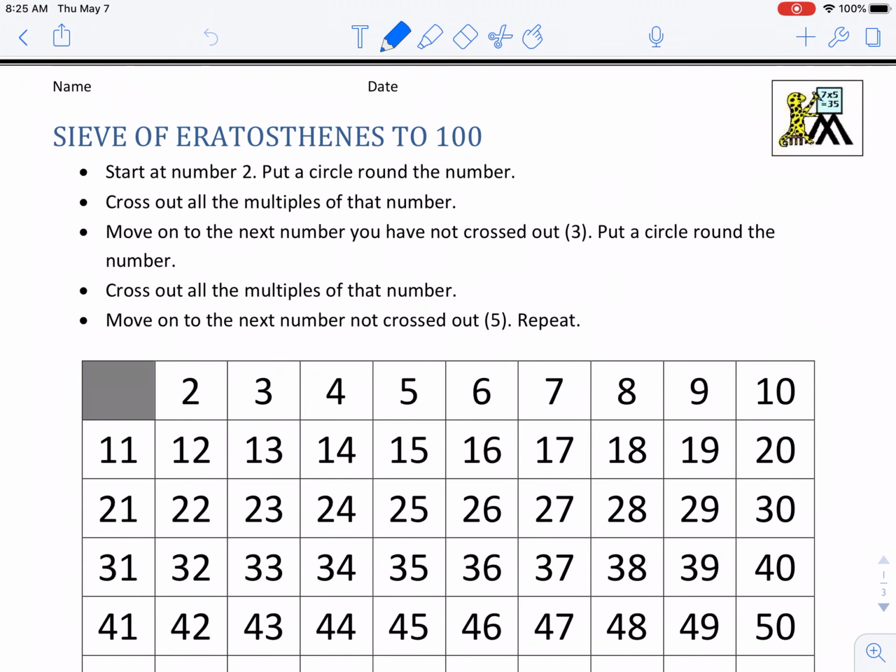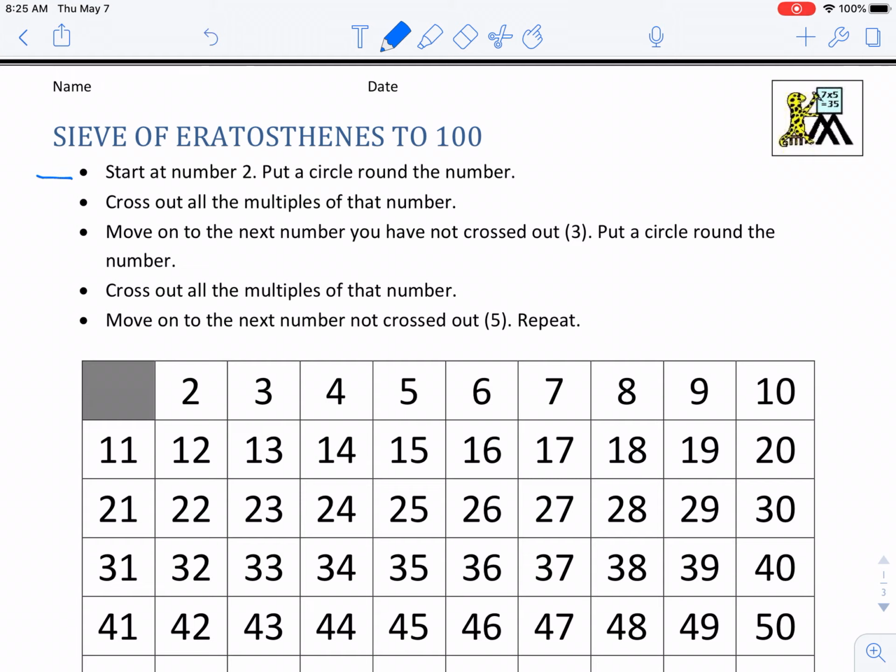Good morning. This is one of my favorite activities, and it leads up to factoring, which we're going to be working on next week. So first of all, we need to know what a factor is and what it is not. So we're going to start with the numbers and follow these directions here.